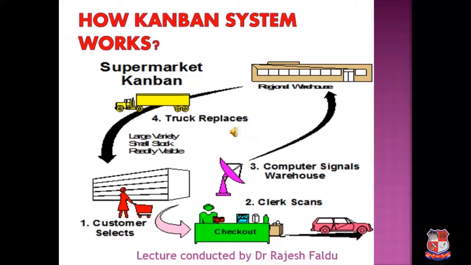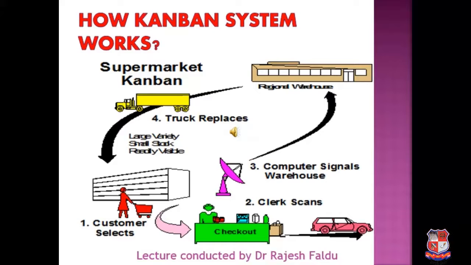Here we also use a barcode system, and when the clerk scans the barcode, automatically the computer signals the warehouse once the inventory declines to a certain level. So this is how the Kanban system works in a supermarket. This kind of Kanban system is used in JIT also. When we say that JIT uses a Kanban system, we mean that each process on a production line pulls just the number and type of components the process requires at just the right time.